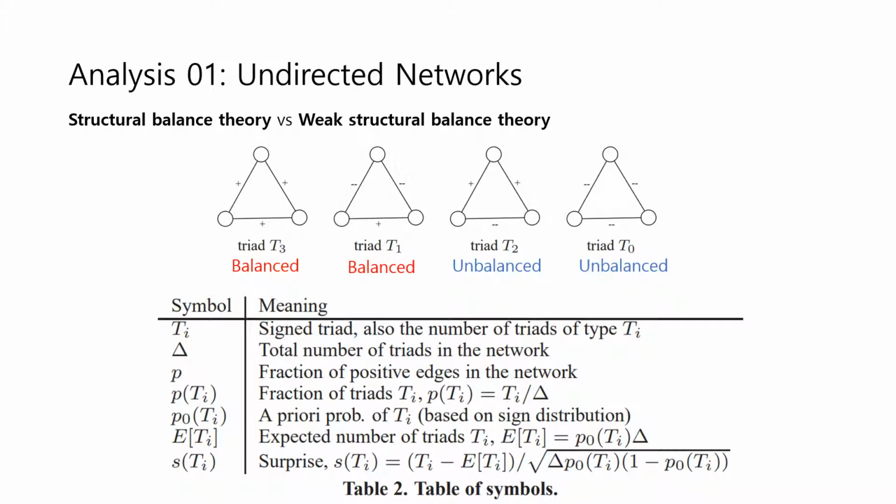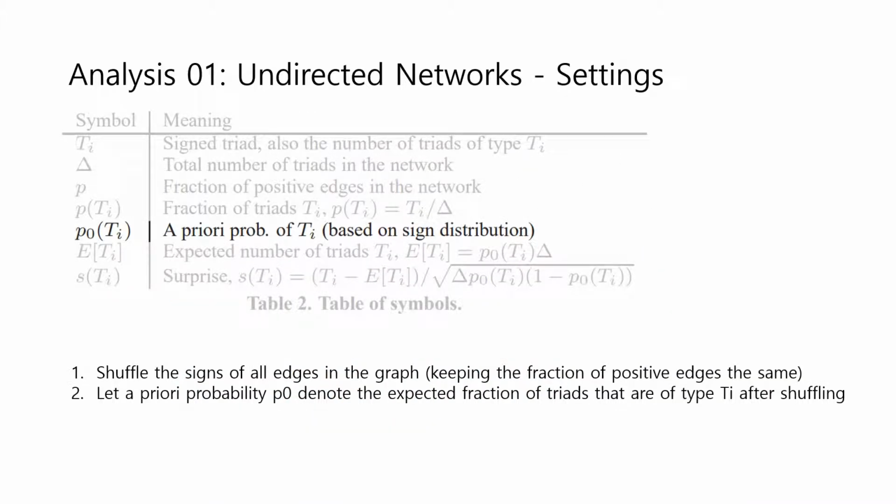First, they compared structural balance theory with weak notion of balance. Notions they used for evaluation are listed in Table 2. They calculate prior probability of triad type T. First, we shuffle the signs of all edges in the graph, keeping the fraction of positive edges the same, and then the prior probability of triad type T is the expected fraction of triad type T after shuffling.